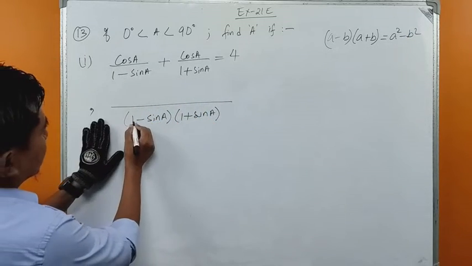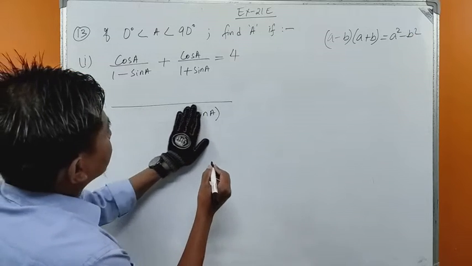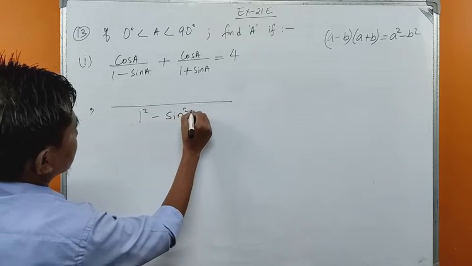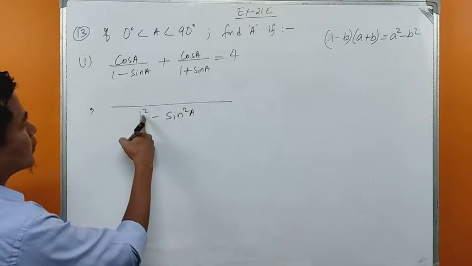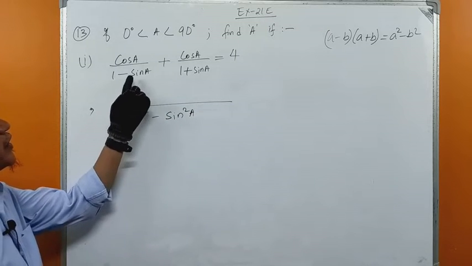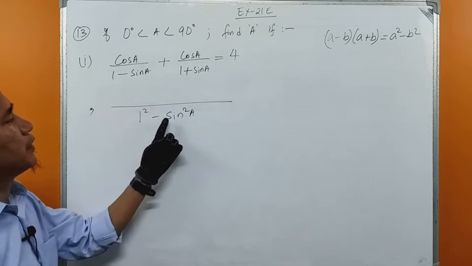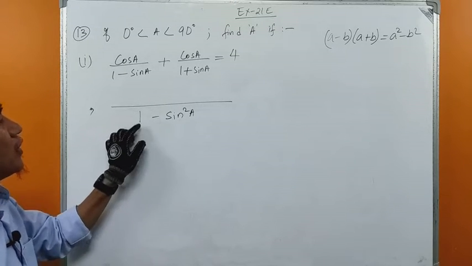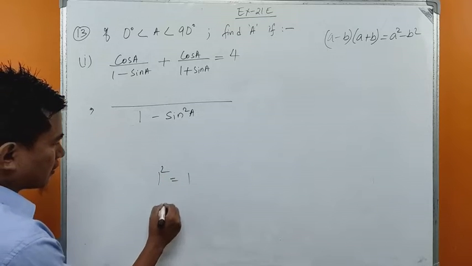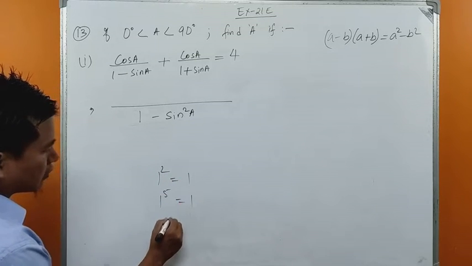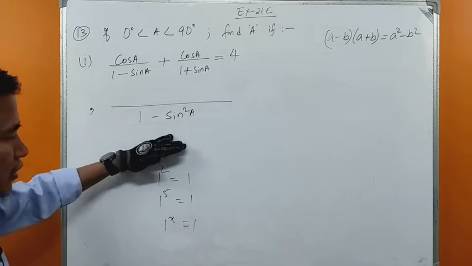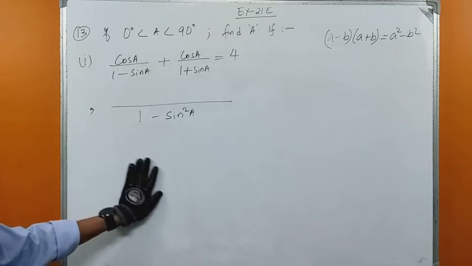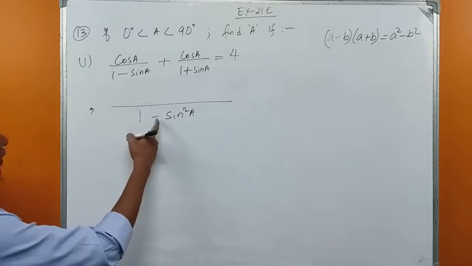So instead of writing 1 minus sin A into 1 plus sin A, I can write A square minus B square. A minus B into A plus B means A square minus B square. So 1 square is 1, so no need to write this square as well. 1 square is always 1. 1 to the power 5 is 1. 1 to the power x is 1. 1 raised to power any number is always 1. Okay. So 1 squared is 1, so we don't write squared here. 1 minus sin square A.